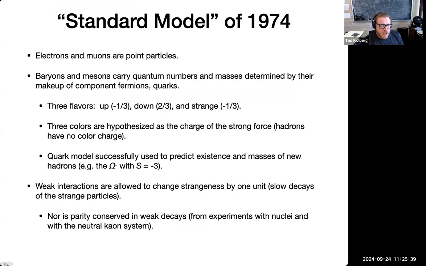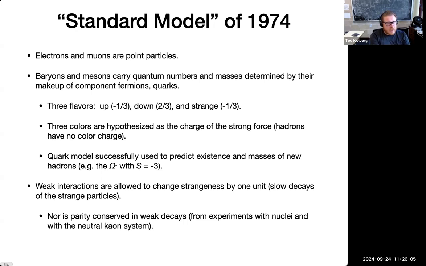So as I like to do in each of these lectures, here's what I think the standard model would have looked like to someone in 1973 or 1974. The electrons and muons are point particles. Baryons and mesons are made up of component fermions called quarks that carry different quantum numbers and also have some relation to the masses of the particle. The quarks come in 3 flavors: up, down, and strange.